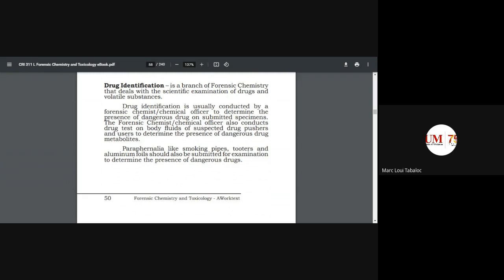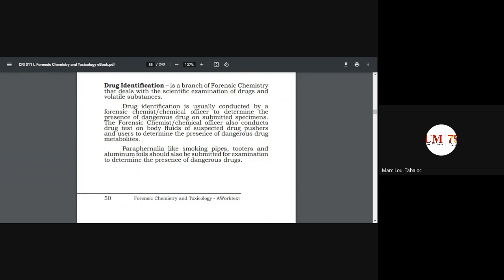So first, let's define drug identification. So drug identification, it is a part of forensic chemistry that deals with the scientific examination of drugs, including volatile substances. So, of course, ang gumagawa niyan is a forensic chemist or yung chemical officer in other agencies. So, the purpose of drug identification is para ma-determine kung may presence ba talaga ng dangerous drug on those specimens submitted. Pwede by blood, by urine, body tissue, and other specimens na needed, of course.